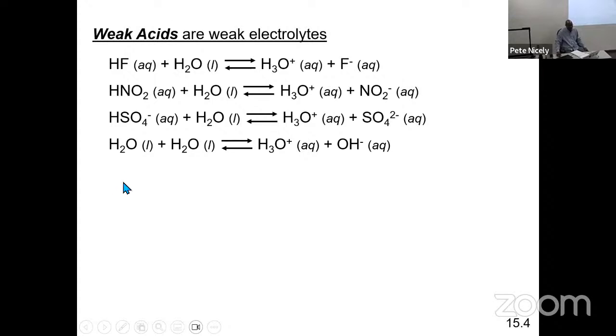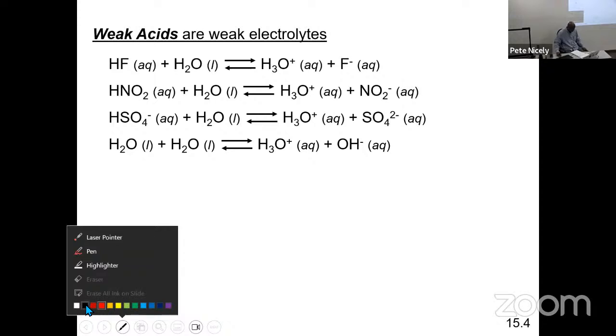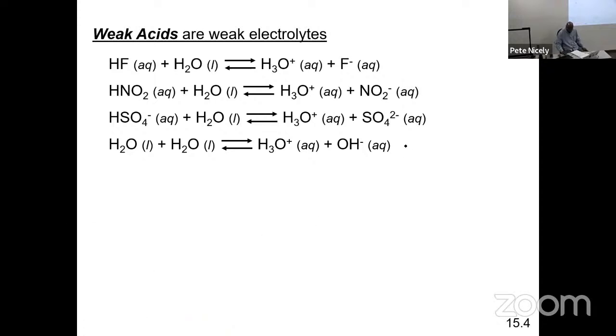Even water itself can behave as a weak acid. In fact, it behaves as both an acid and a base because it releases hydronium and OH minus ions. So water can be said, based on this equation, to be amphoteric. Let me write that term down. Amphoteric basically means that a substance is acting as both an acid and a base. So in the case of water, it is said to be amphoteric.